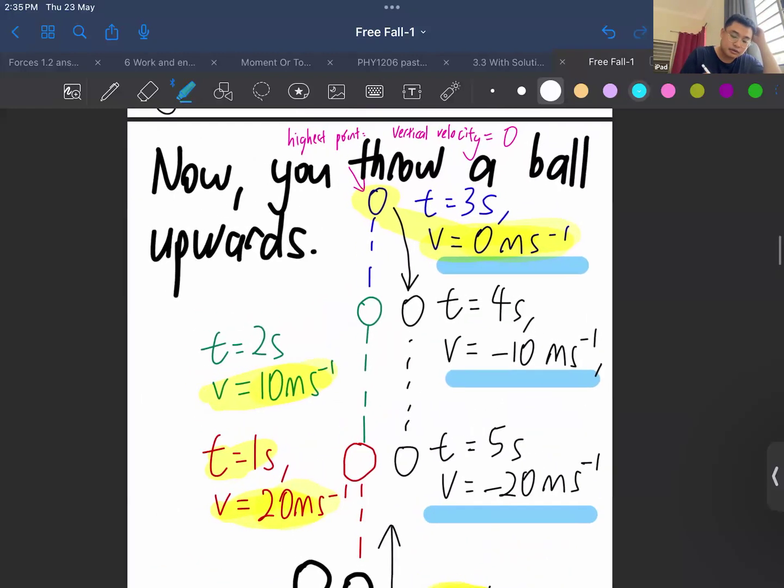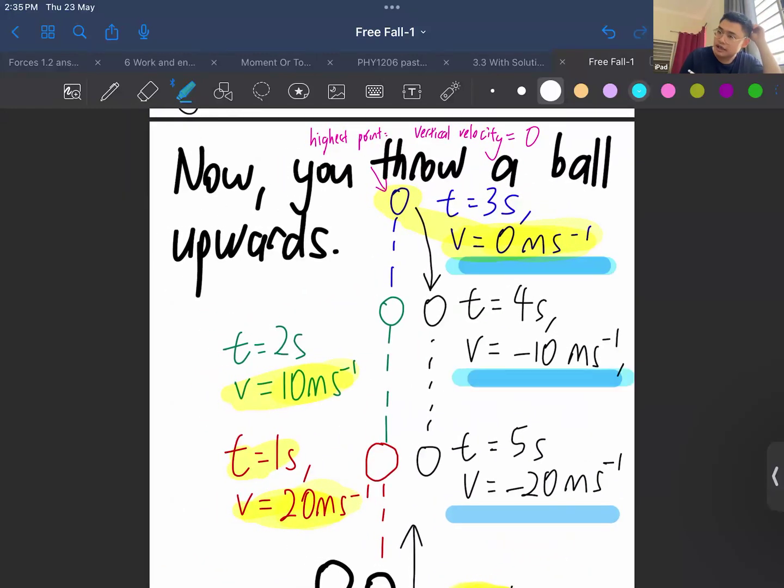Wow, from 0 becomes -10. Huh? Negative 10? Why did I put a negative sign for this velocity? Why I said that the velocity is negative? It's so weird to give it a negative sign. Why is it so? Going down. Because you are going down. So that's why we give the number a negative value. All right? Okay.